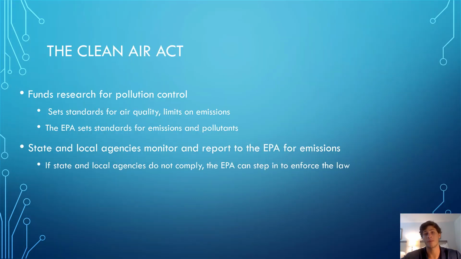Now, the Clean Air Act has been the primary legislation in the U.S. that has funded research on pollution control and set policy implications for how many pollutants can be released and in what quantities. Basically, it sets standards for air quality, air quality limits, as well as limits on emissions. And so basically, the EPA sets standards for emissions as well as the limitations for the quantity of pollutants that can be emitted in a given area. And then in addition, state and local agencies will monitor and report to the EPA for emissions. So basically, if state and local agencies don't comply, the EPA can then step in and enforce the law.